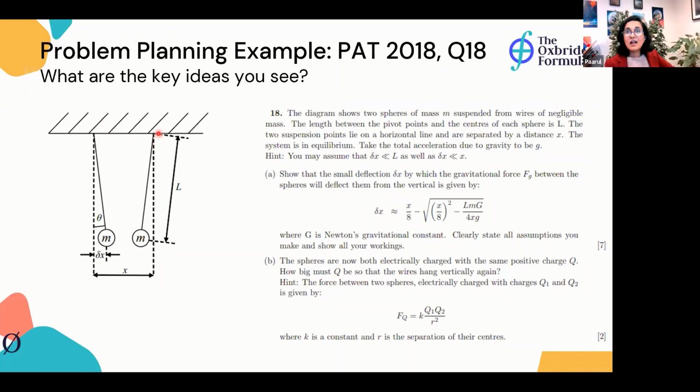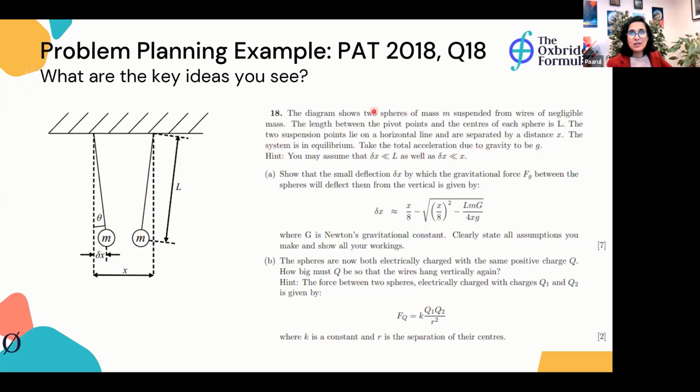Yeah, feel free to read it slightly slower. Okay. The system is in equilibrium, and we can take the total acceleration due to gravity to be g. And we're told, as a hint, we can assume that delta x is much less than L. That's what that symbol means, in case you haven't seen it before. And delta x is also much less than x. Okay, so there's quite a lot just to read there. A lot of it is on the diagram.